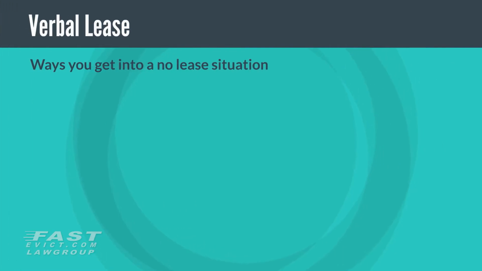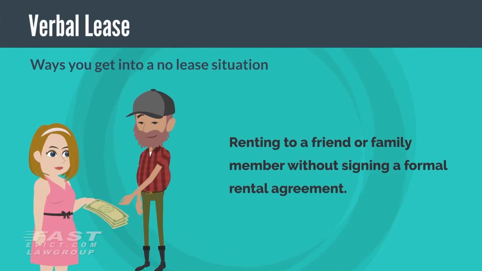The verbal lease. The most common way landlords find themselves in this situation is when they rent out a spare bedroom, apartment, or house to a friend or a family member without ever signing a formal rental agreement. You very much still have an agreement between you and your tenant, which is typically referred to as an oral or verbal agreement.